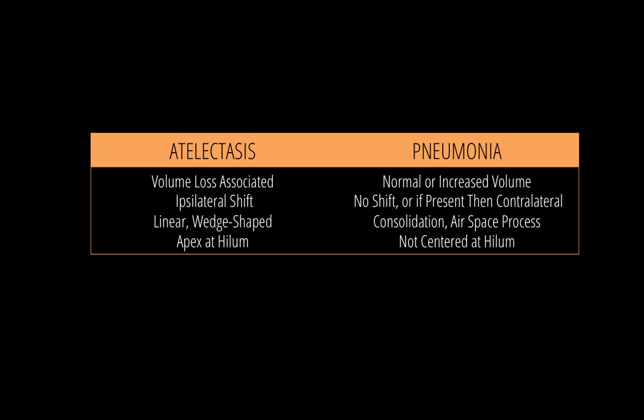So if you see a volume loss, this is then going to be accompanied with an ipsilateral shift, so shift to the same side of the airways, and usually you'll also find a change to the location of the apex of the hilum. In pneumonia, however, you will either have a normal volume or, if anything, an increased or enlargement of the lungs. In addition, you should not see any pulling or pushing of the airways.